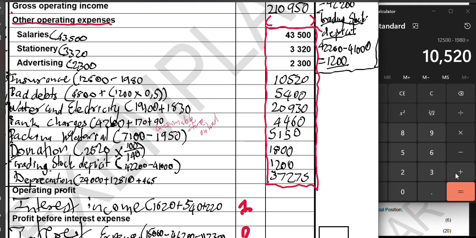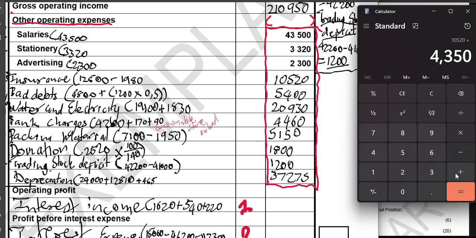Already we have the 10,520. So I'm just going to simply say plus 43,500 plus 3,320 plus 2,300 plus 5,400 plus 20,930 plus 4,460 plus 5,150 plus 1,800 plus 1,200 plus 37,275. Now, ladies and gentlemen, this is our expenses.